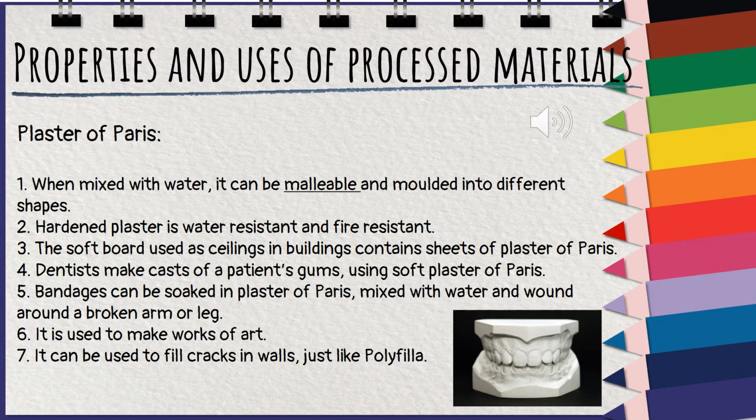That's a dental mold. Bandages can be soaked in plaster of Paris, mixed with water, and it's wound around a broken arm or leg. It is also used to make works of art, and it can be used to fill cracks in a wall, just like polyfiller.